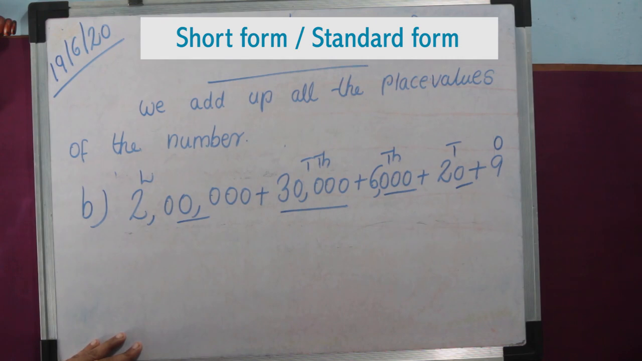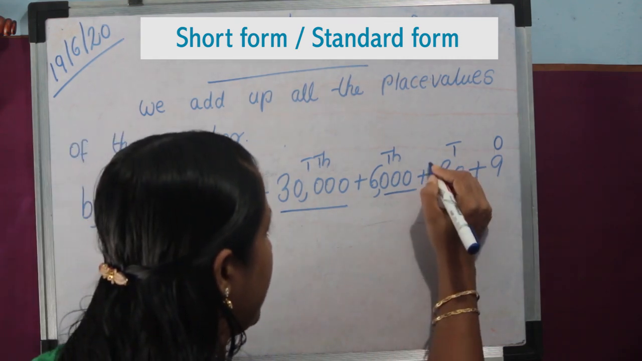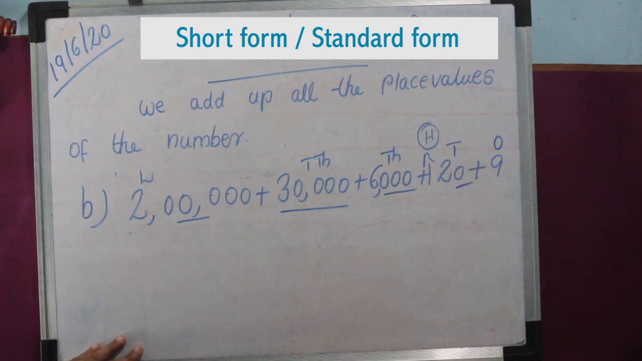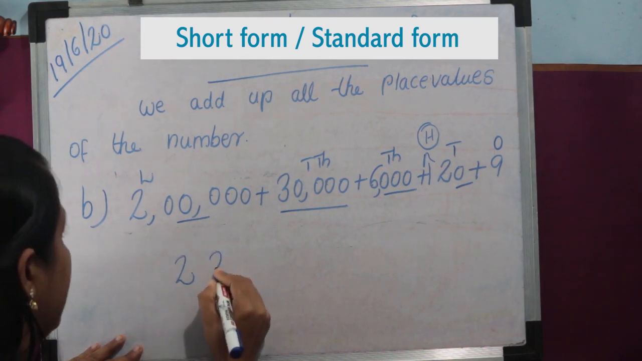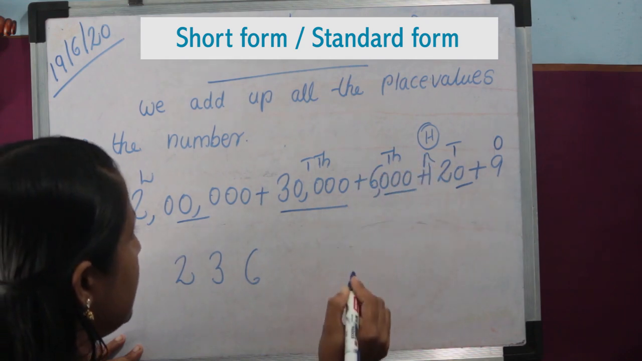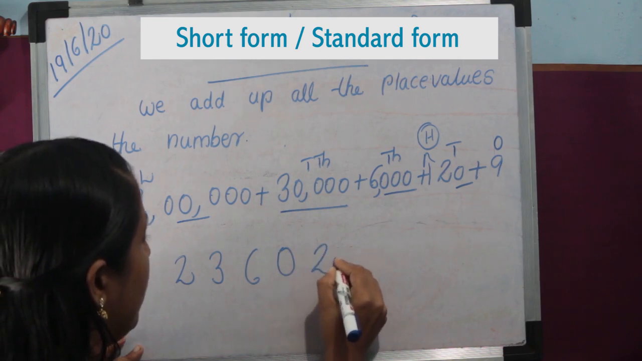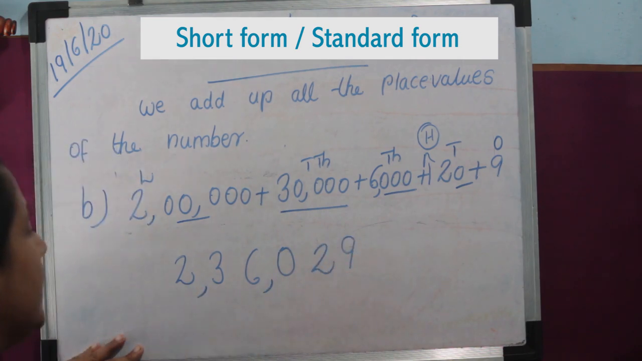First we write the places of these digits: ones, tens, 100 is missing, 1,000, 10,000, lakh. So for the missing 100th place, we write 0. So we write the numbers only, not the places. That is 2, 3, 6. In the 100 place there is no number, missing number. So we write 0, 2, 9. Then we write the answer 2,36,029.